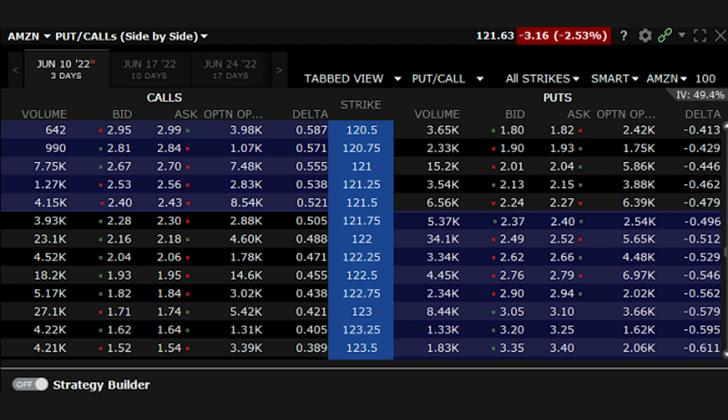You could even look at the 122.50s. They have a lot of volume and they're not that much more expensive. So in this case, the price difference isn't that drastic, so you can afford to look at something that's like $10, $15 more expensive.